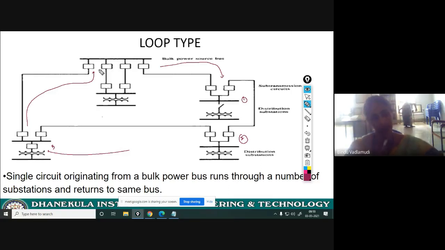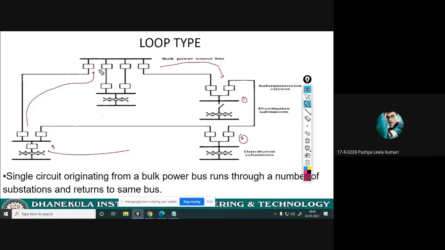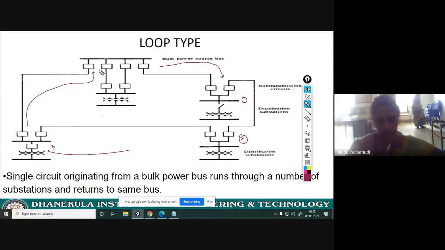Is there a backup for the system? Is each and every substation provided with a backup or not? No backup, ma'am? Why? What is the meaning of this connection?